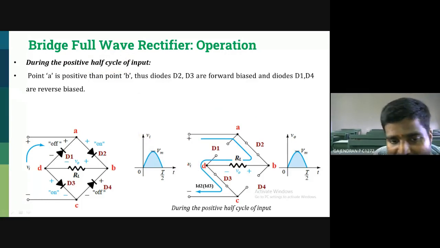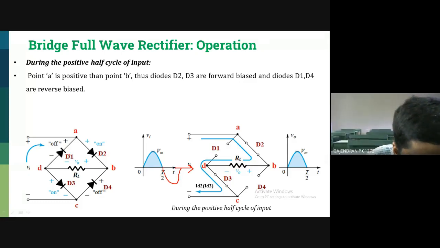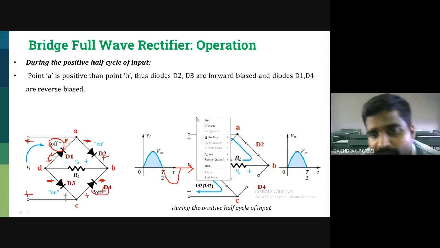What will happen during negative cycle? Can anyone tell me what happens? D1 and D4 will become closed, sir. D1, so these polarities I need to reverse during negative half cycle. I need to mark this as negative, this as positive, these two are positive, this is negative, then what else? This is negative, these two are positive. Thereby D1 and D4 will get turned on.